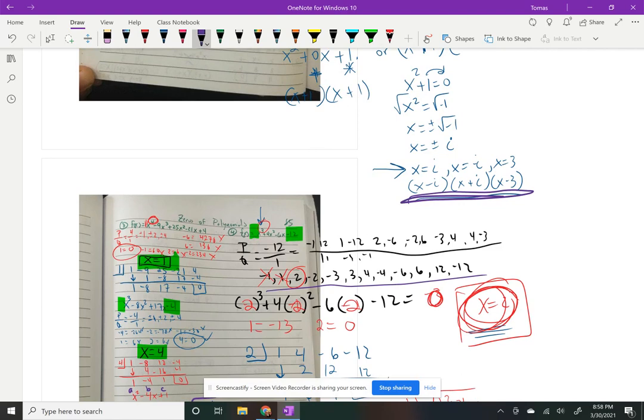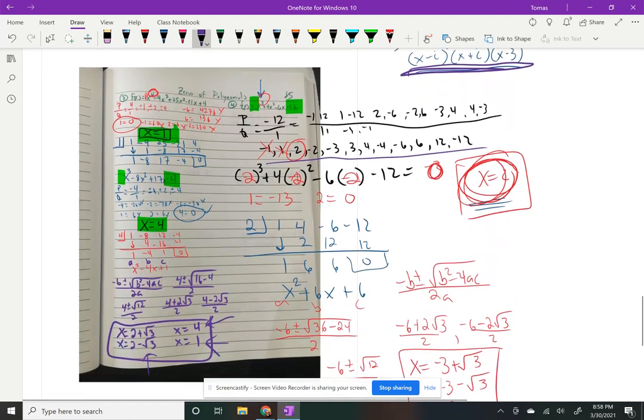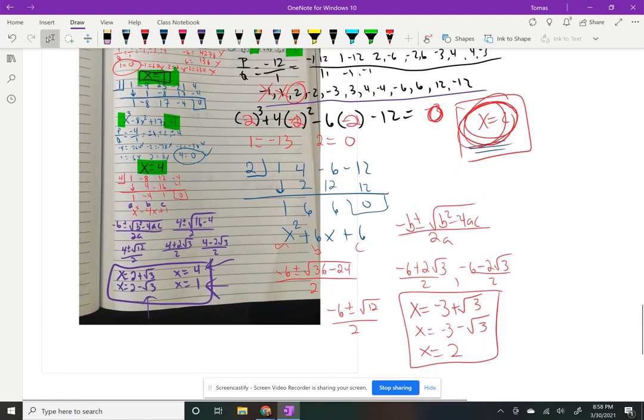So that's why this rational zero theorem is very powerful, because no matter what type of answer they give us, whole numbers, decimals, imaginary numbers, you're going to get the answers. And this is why we study it.